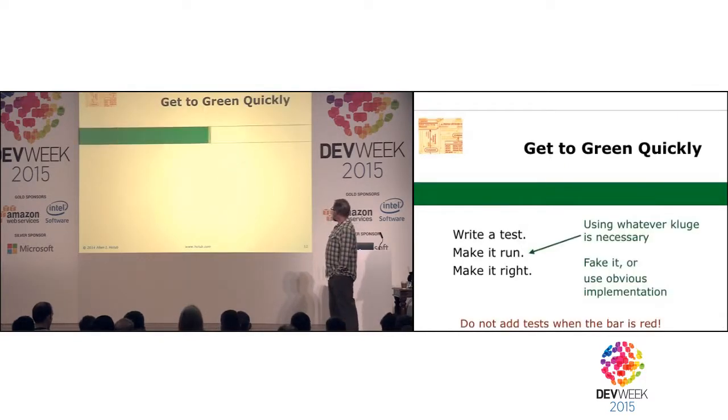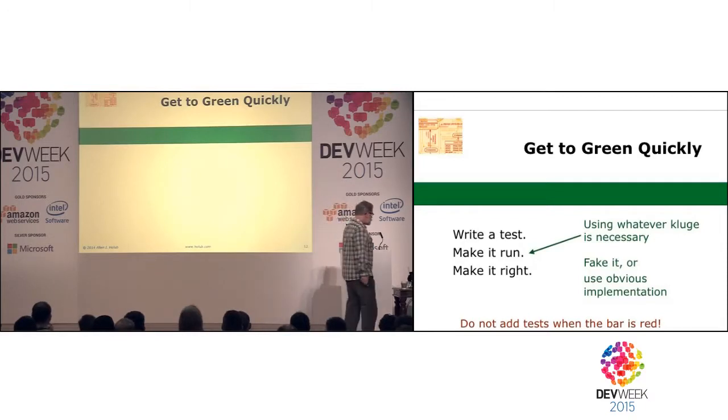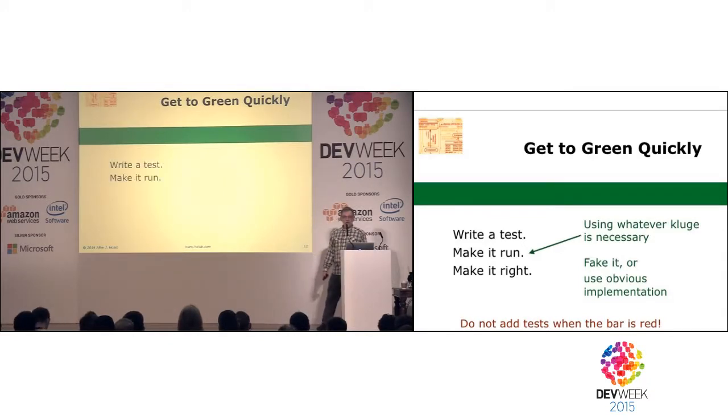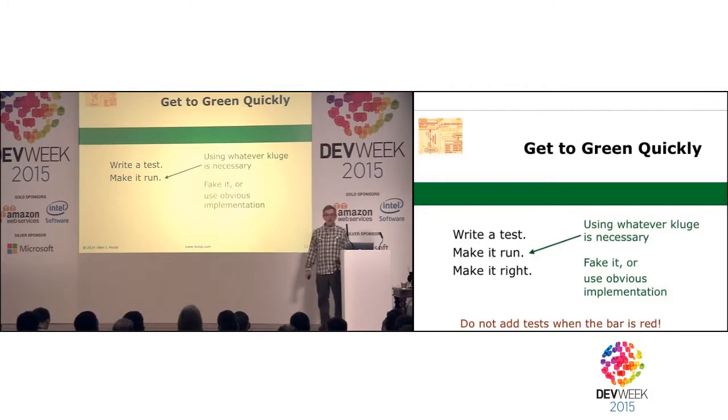Now, the main concept here is getting to green quickly. This idea that we want to always have things working. The code is always working. So when you write the test, the first thing you always have to do is make it run, and you use whatever kludge you possibly can to make it run. You want to get back to green as fast as you possibly can. So you're either faking it or you're using some kind of obvious implementation, but one way or another, you have to make it run, and then you make it right.